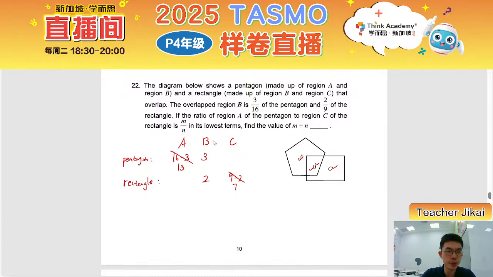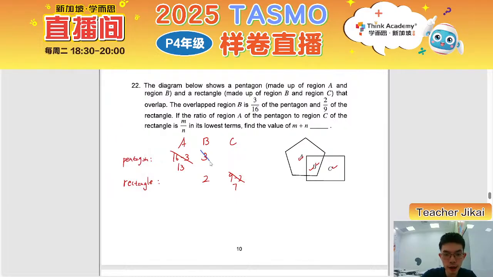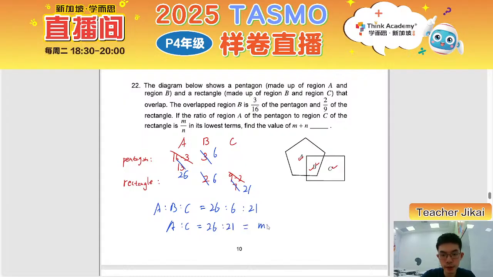So do we know A to B to C? Yes, we just make B become one number here, right? So for 2 and 3, we just take the LCM, least common multiple, of it. Yes, 6. So we make B become 6. So this is 21, this is 26. So we know A to B to C is 26 to 6 to 21. A to C is 26 to 21, which is M to N, right? M to N. So M over N is just 26 over 21.